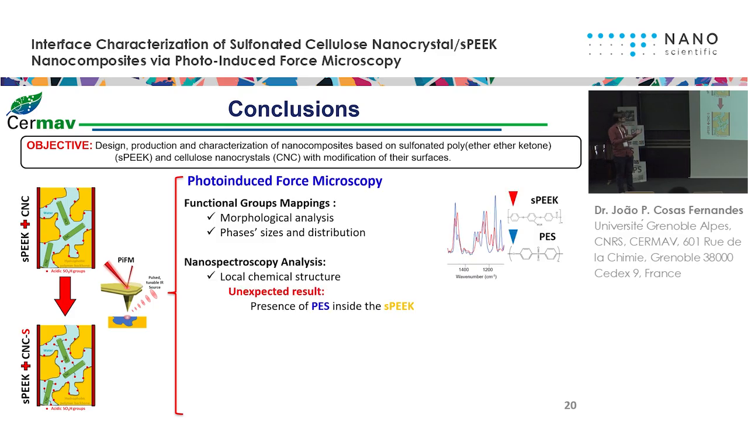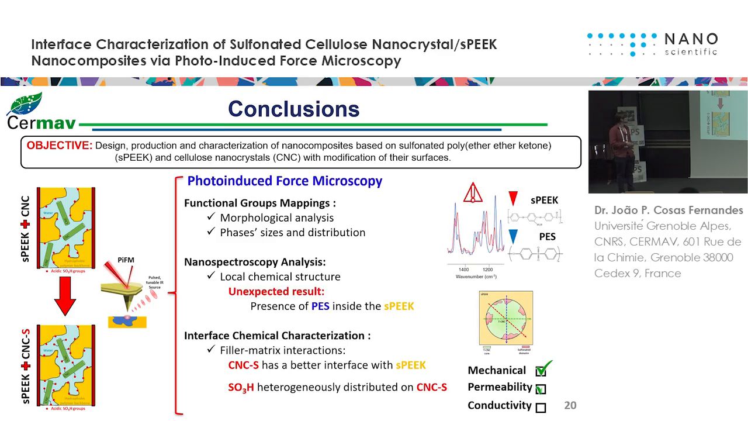So my objective here was to design, produce, and characterize these nanocomposites based on sPEEK and CNCs, and analyze their interfaces. So with PiFM, we were able to do mapping of the functional groups, very useful for morphological analysis, but also phase size and distributions. With the nanospectroscopy analysis, we can see the local chemical structure of our materials, which is very interesting. And in this case, I had some unexpected results because I saw PES inside my sPEEK that was not supposed to be there. And in terms of the interface chemical characterization, we could see this filler matrix interaction.